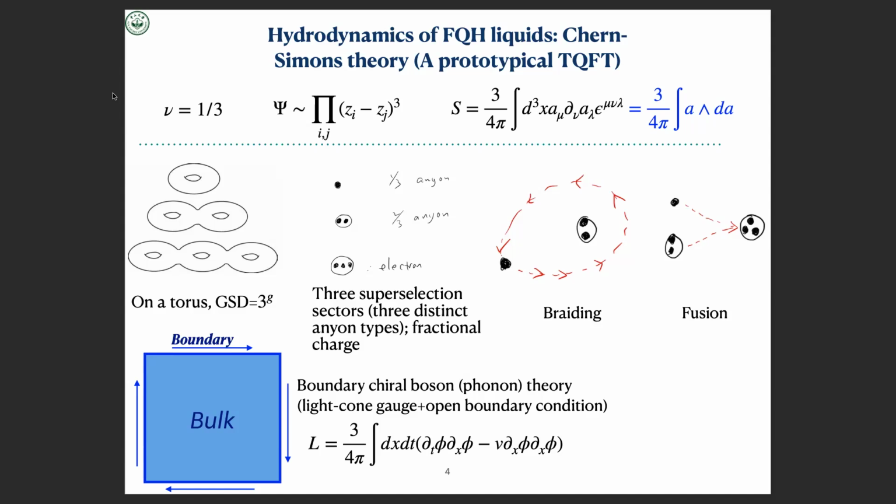In addition to this data, if we put this theory on an open manifold with a boundary, we can deduce the boundary chiral theory, which can be derived based on the so-called light-cone gauge and open boundary conditions. This is a very standard result constructed many years ago.